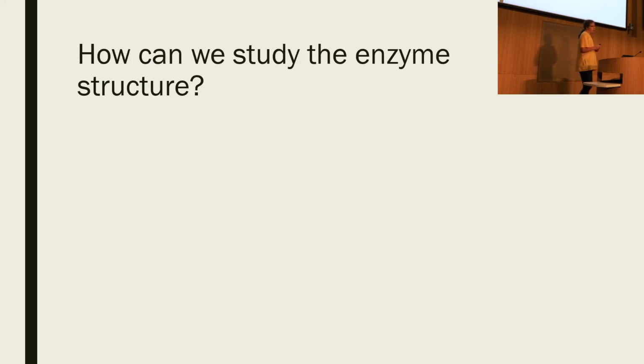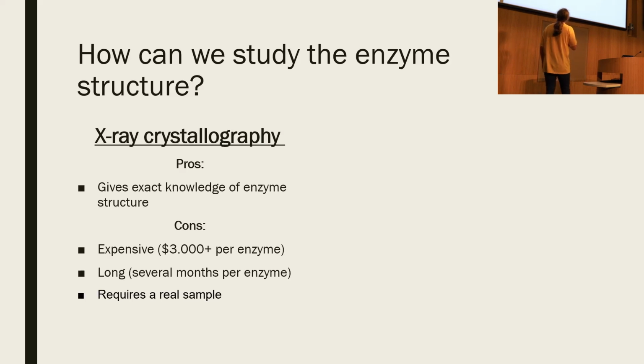Now we want to know how we can study enzyme structure. As of today, we have a couple of methods. The first one, and the most basic and widely used, is X-ray crystallography. It has a really big advantage over the other method because it gives us exact knowledge of enzyme structure. We could know the position of every single item, all the connections, and the shape of the enzyme itself.